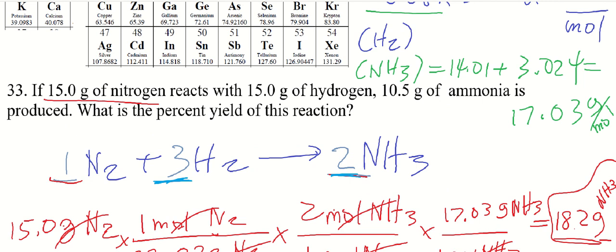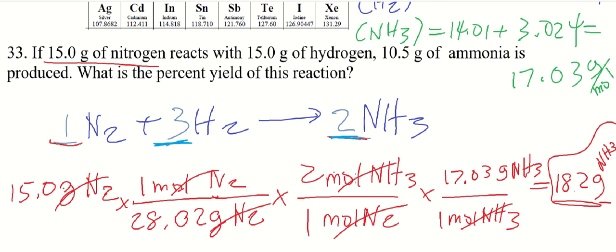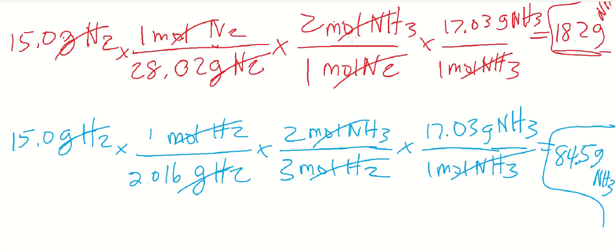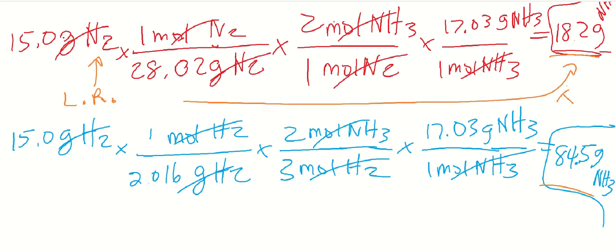So what is the percent yield of this reaction if 10.5 grams is produced? 10.5 grams is produced. That's the actual. Which one of these is going to be the theoretical, the 18 or the 84? We're definitely not making 84 grams of ammonia because we don't have enough nitrogen. So this here is, by the way, called the limiting reagent. It's going to limit how much we can make. And this here is called the theoretical.